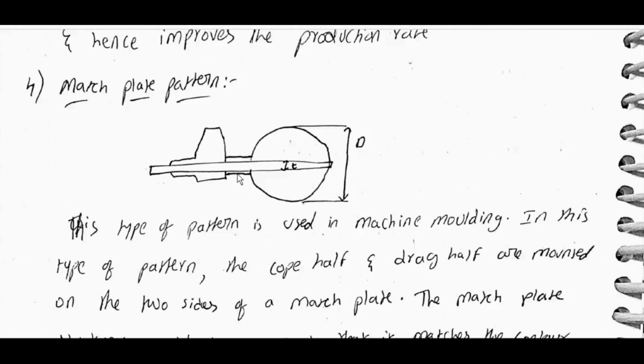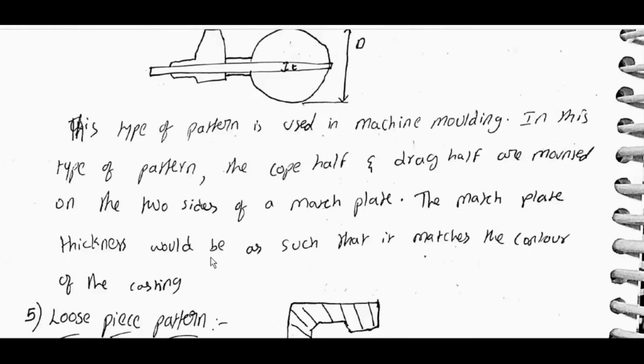Match plate pattern. This type of pattern is used in machine molding. In this type of pattern, the cope half and drag half are mounted on two sides of a match plate. The match plate thickness should be such that it matches the contour of the casting.